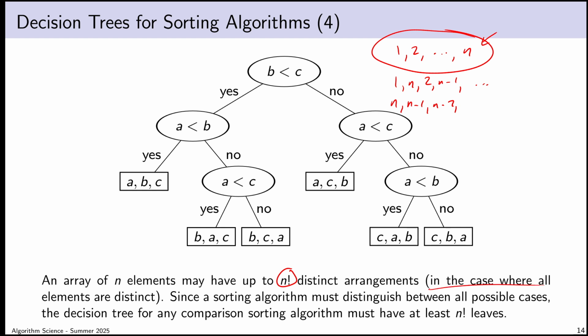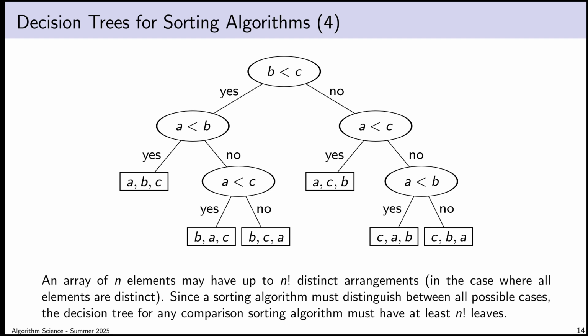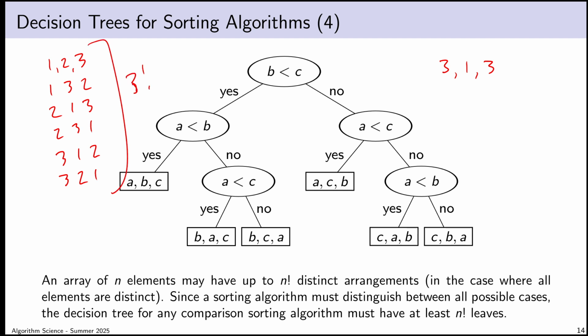There's a cryptic note here, and I can justify that just a bit. So let's consider these arrays here. If my arrays consist of the elements 1, 2, 3, how many ways are there to rearrange the elements 1, 2, 3? Well, there's 1, 2, 3 itself, then 1, 3, 2, then 2, 1, 3, then 2, 3, 1, then 3, 1, 2, and 3, 2, 1. So there are 6 of them. That's 3 factorial.